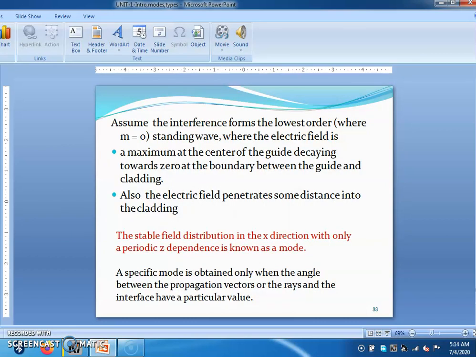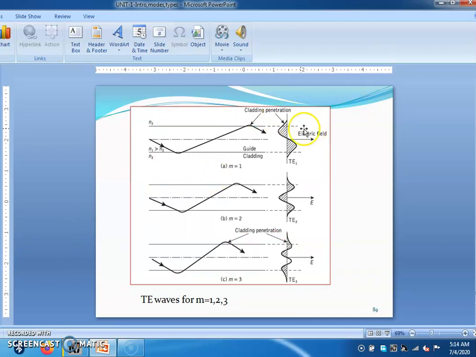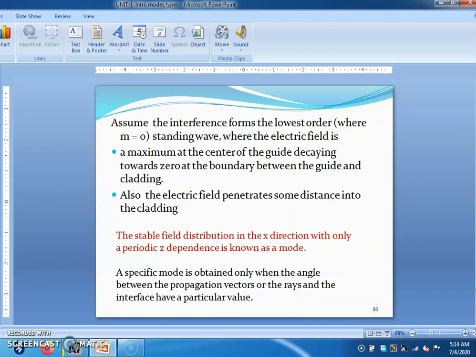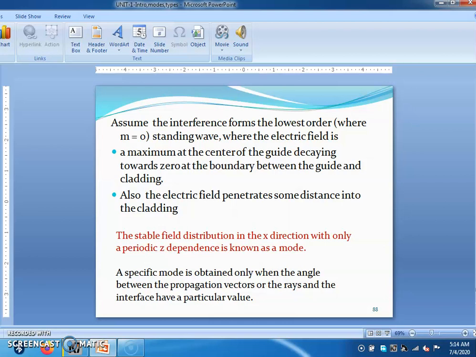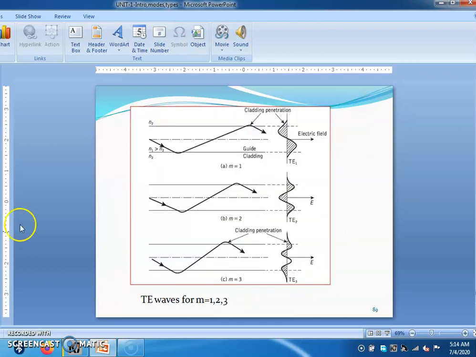A specific mode is obtained only when the angle between the propagation vectors or the rays and the interface has a particular value. So this is a field propagation when m is equal to 1. This is for m is equal to 2. This is for m is equal to 3. So this m depends upon the angle between the propagation vectors and the interface. So for different angles, you will have different m values. Thank you.